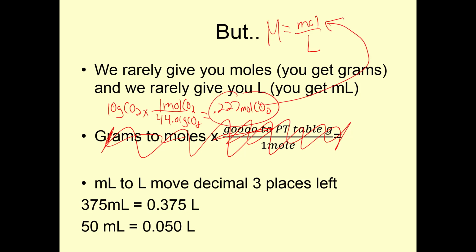To change from milliliters to liters, move the decimal 3 places to the left. Here's 375, my decimal place would be here. 1, 2, 3. Hey, that's the answer right there. By 50, my decimal place is right here. 1, 2, empty space, empty space.